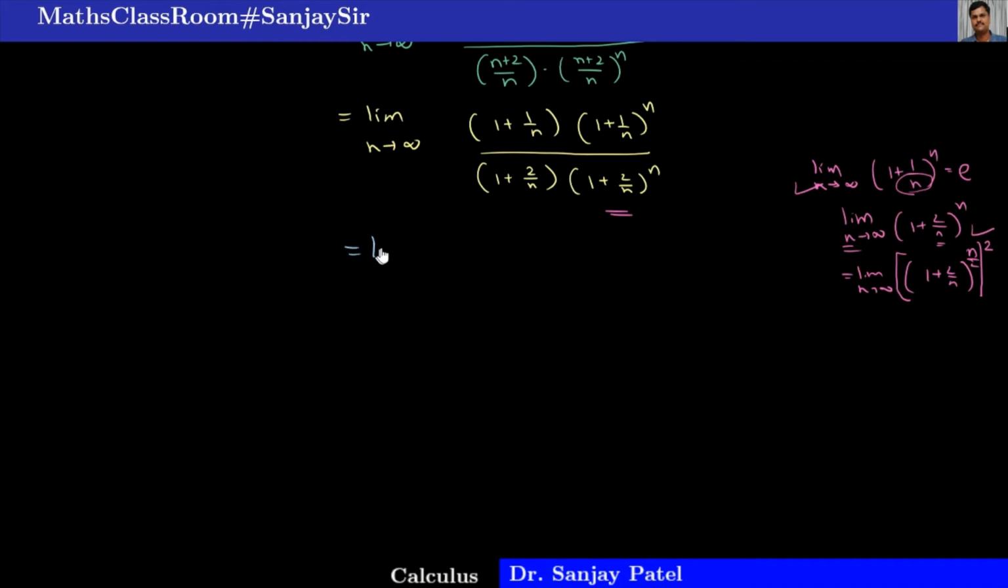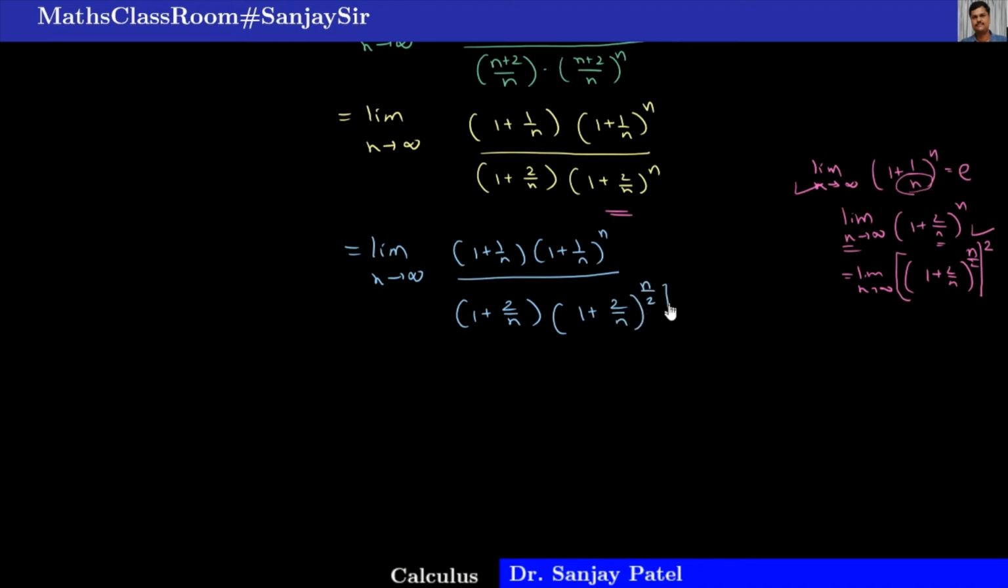So this is equal to limit n tends to infinity. All other terms I am writing as it is. Okay, upon 1 plus 2 upon n into 1 plus 2 upon n raised to n by 2, and this raised to 2. Okay, so this is an important step.